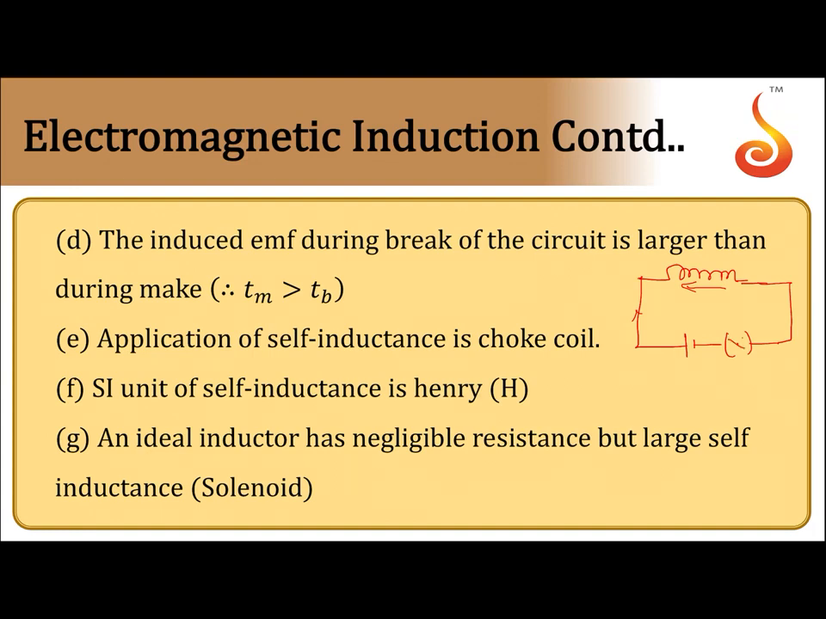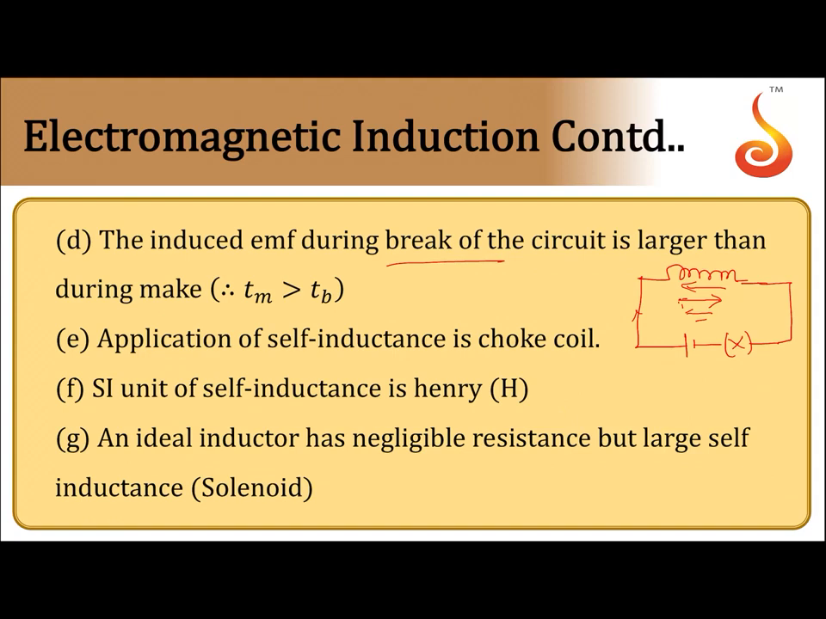Now if you switch off the circuit, the current in the circuit starts falling. During that time there will be current in this direction. So the induced current produced during the break of the circuit, when you switch off the circuit, the rate of decay of current is greater, the decay is faster than the growth of current when you make the circuit. That's why the induced EMF during break of the circuit is larger than the induced EMF produced during the make of the circuit.